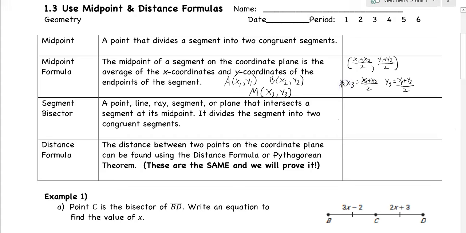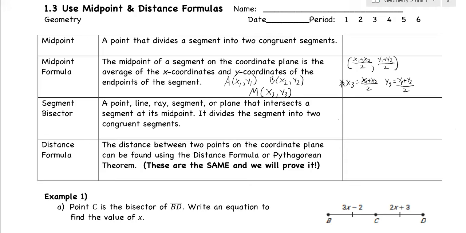A segment bisector is a point, line, ray, segment, or plane that intersects a segment at its midpoint. Segment bisector is interesting because it is the only definition where we use more than two if-then statements. So we're also going to use this as it divides a segment into two congruent segments. More often than not, we're going to use that it divides the segment into two congruent segments. If a point, line, ray, segment, or plane is a segment bisector, then it divides the segment into two congruent segments.